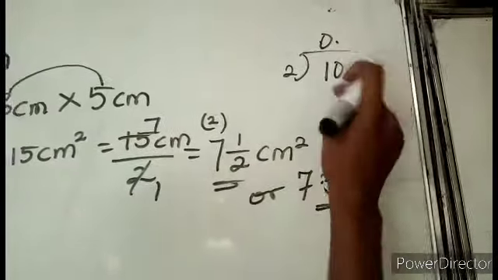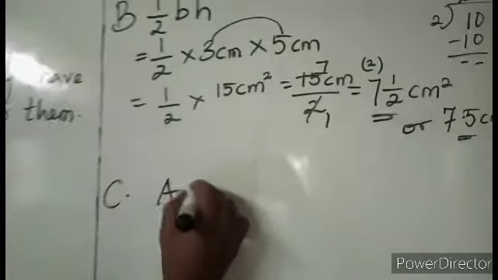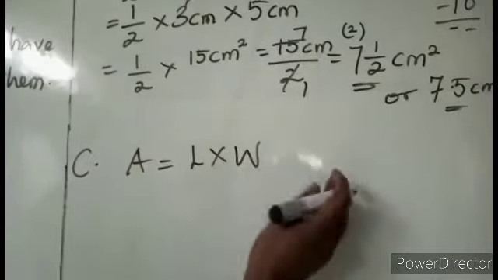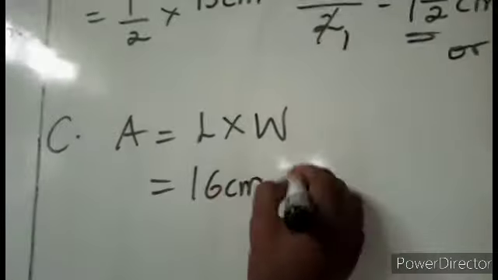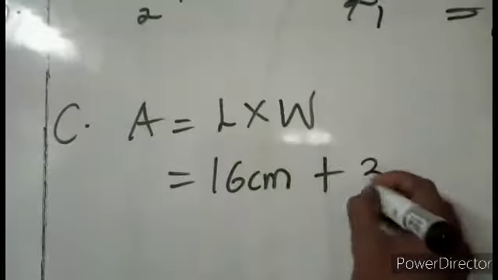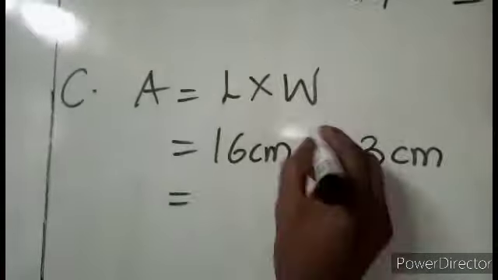Understood? Alright. Now we have done B. Let's go to the last one, which is C. See now, we are having rectangle, that is length times width, or length times breadth. So our length in the question is what? 60 centimeter. And our width is what? 3 centimeter according to the question. So 16 times 2 will give us what? 48 centimeter square.